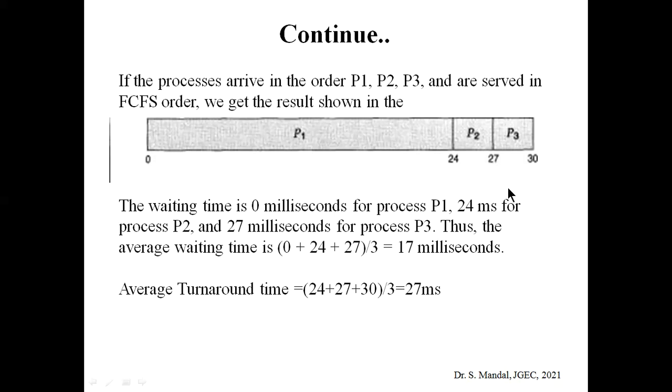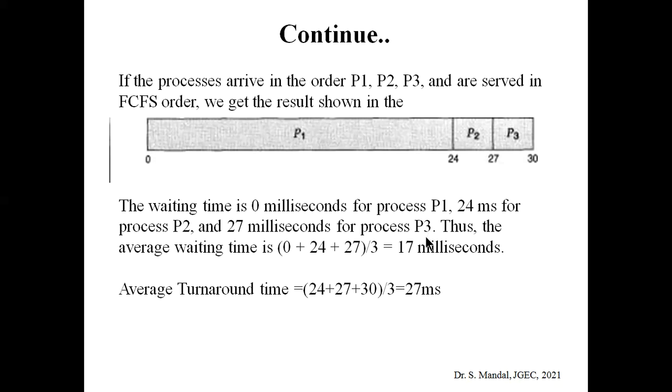So total waiting time for all the processes equals 0 plus 24 plus 27, and if we want to calculate the average waiting time, that is 0 plus 24 plus 27 divided by 3, that is 17 milliseconds. Okay, so we can easily calculate the average waiting time for a particular problem using the Gantt chart quite easily. Now we want to calculate the average turnaround time.